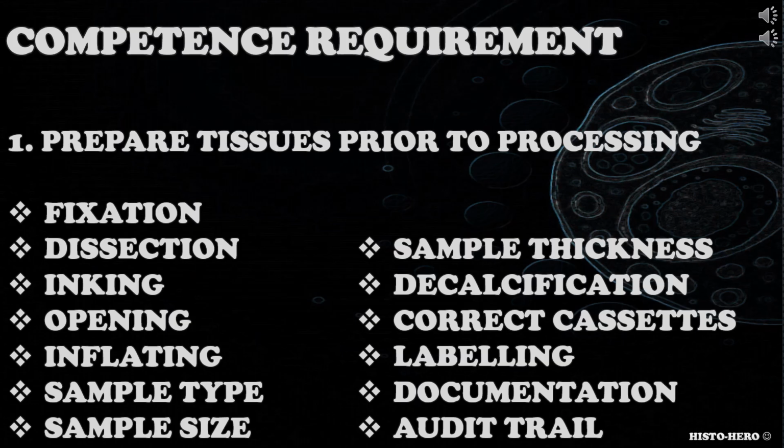The first competence requirement is prepare tissues prior to processing. Candidates should be able to prepare tissue prior to processing. Does the candidate know how to prepare tissue prior to processing and why? Do they follow local procedures and SOPs correctly?